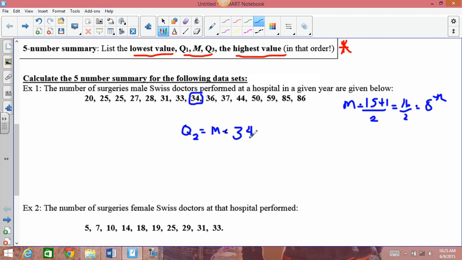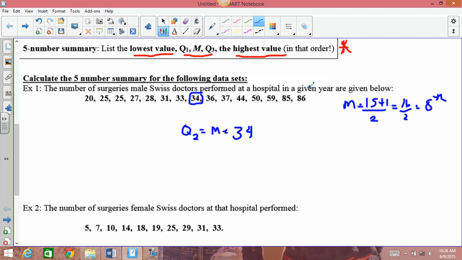And remember, like I was saying in the last section, a nice way to check yourself is make sure that you have the same number of data points to the left as well as to the right, or above and below. So in this case, I have 1, 2, 3, 4, 5, 6, 7 data points below it, as well as 7 data points above it. So I know that I'm straight so far.